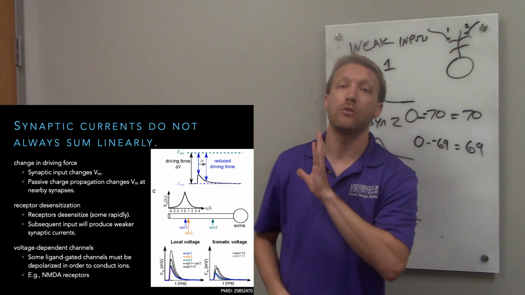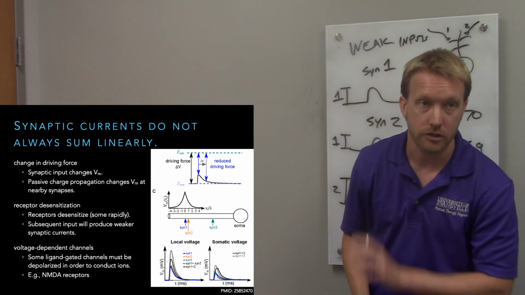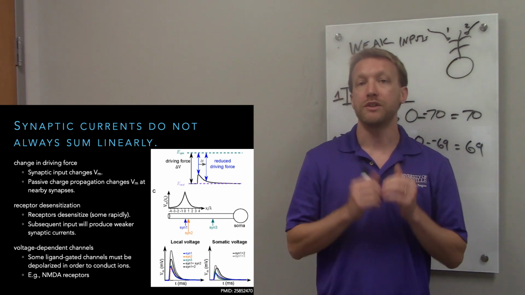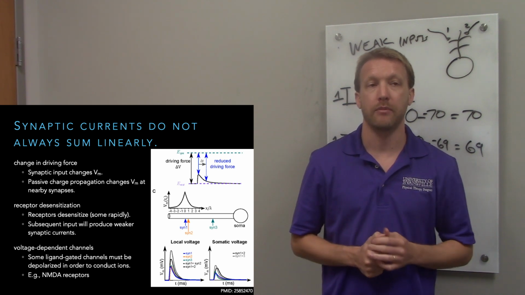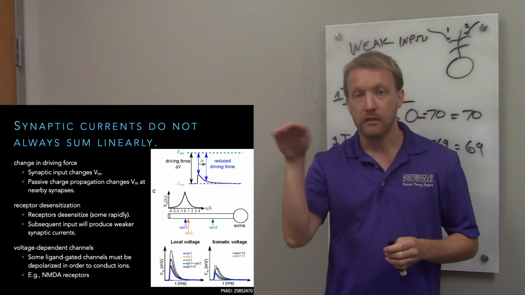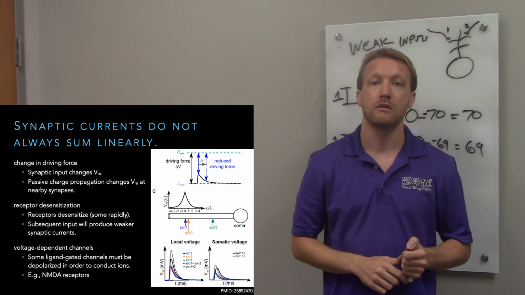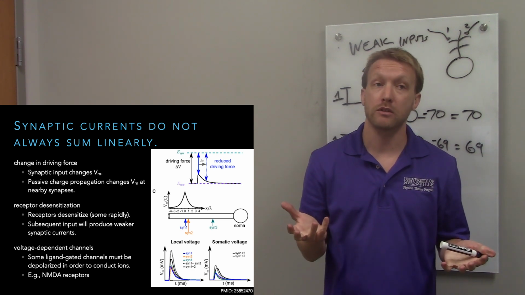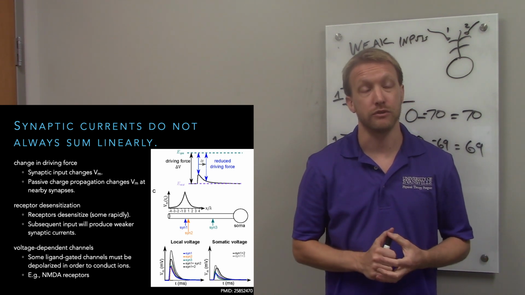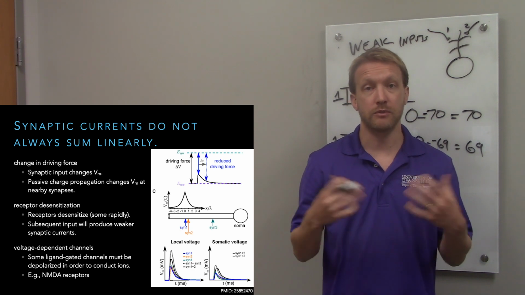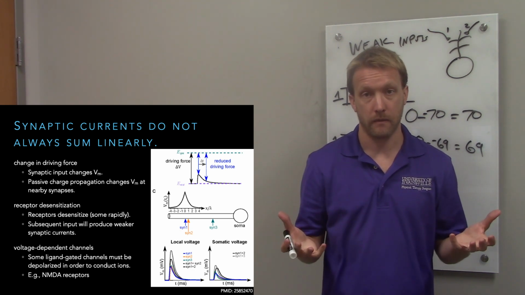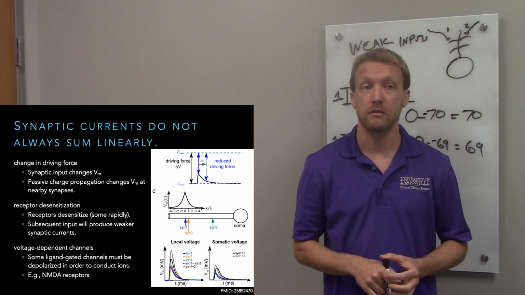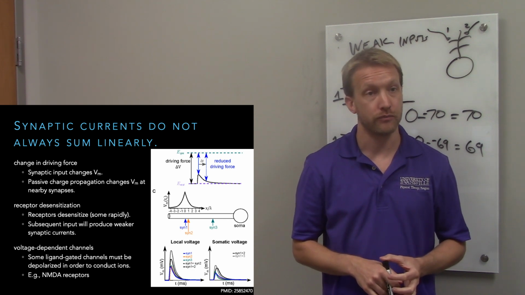And that's what all these data over here are showing us. When you depolarize, so if you look on the top there, they have a nice dotted line for the reversal potential. When you depolarize, you get closer to reversal. Therefore, the driving force reduces. So subsequent currents are weaker. Therefore, 1 plus 1 equals less than 2.